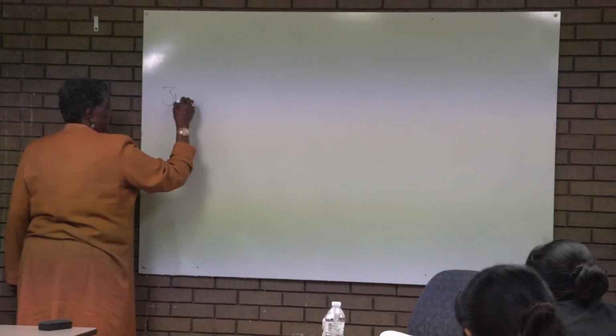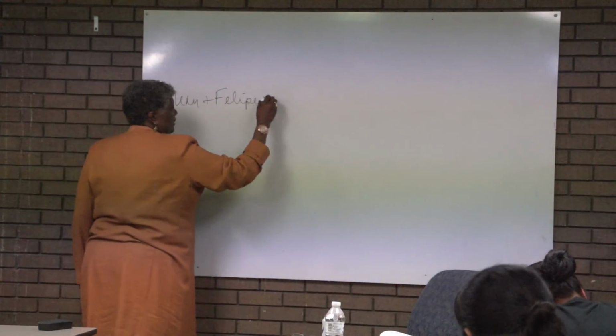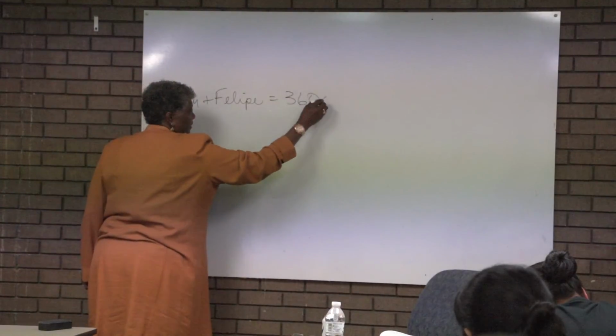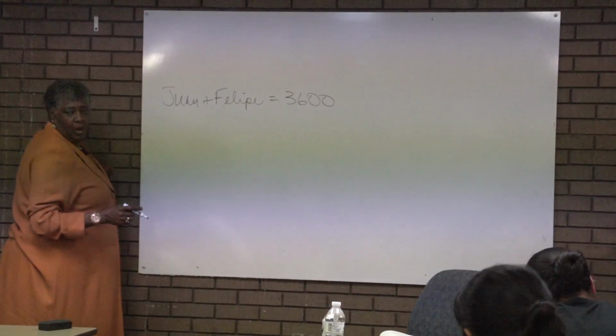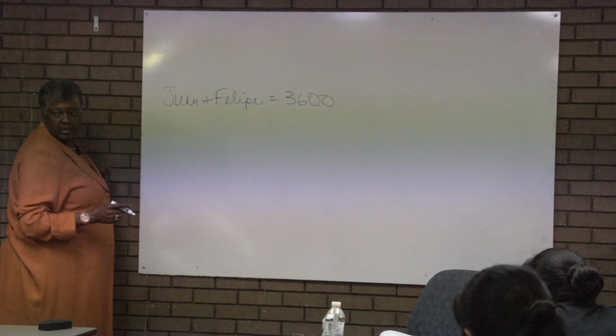Well, you could do that, but it says here that for every dollar Juan gets, Felipe gets $3. So he gets 3 times as much. So we know together that Juan plus Felipe are going to earn $3,600, right? But Juan's going to make how much? $1 and the other one's going to make $3.